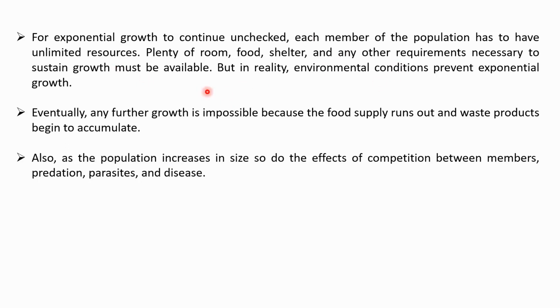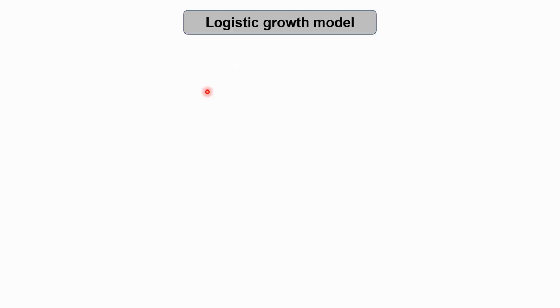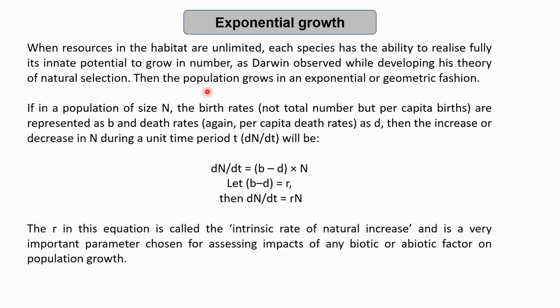So therefore, in nature, environmental conditions prevent the exponential growth of the population, because as the population increases in size, it will affect the competition for resources. It will affect the competition between the members. It may lead to predation, parasites, and diseases. So this was about the exponential growth model.